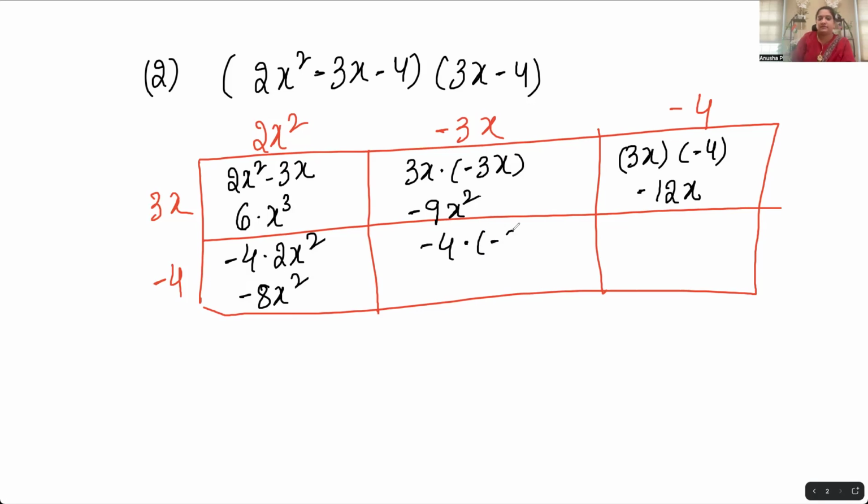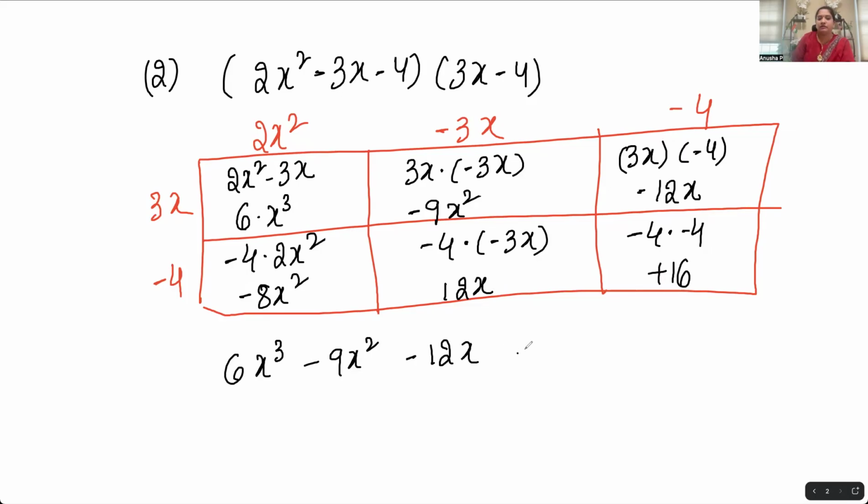Negative 4 times negative 3x. Negative 4 times negative 3 is positive 12x. Negative 4 times negative 4 is plus 16. Now we have to add all the boxes, but whatever the like terms we will add. Okay. So 6x³ minus 9x² minus 12x minus 8x² plus 12x plus 16. Right. Now combine the like terms.